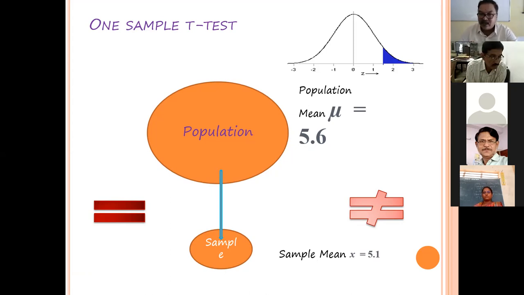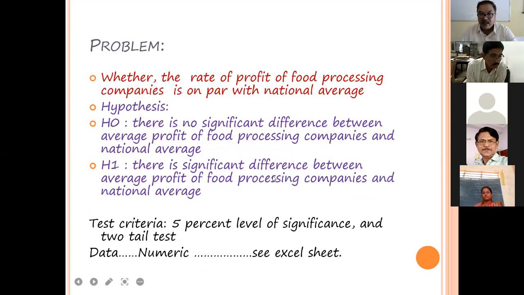I have already mentioned the conditions. Let me go to whether the rate of profit, just an example I am giving, whether the rate of profit of food processing companies is on par with the national average. So there are food processing companies making profit, but the profit of each company is different. Like that, the marks of each student are different, and there is a national average, and there is a school average. In the case of marks, the marks are different, and there is an average mark of the school, like that.